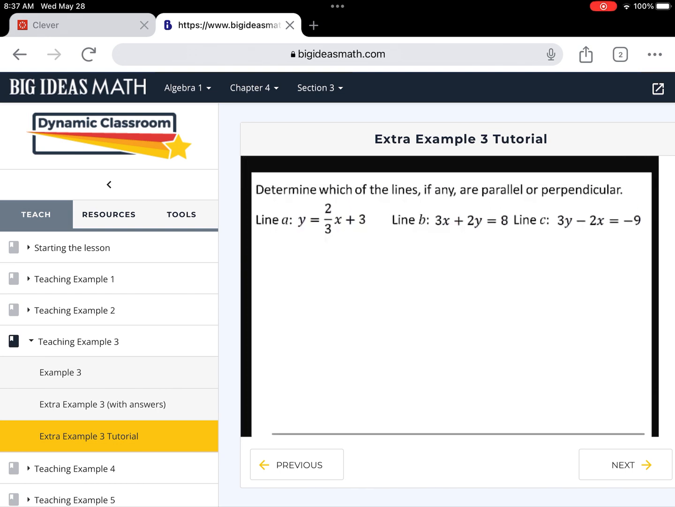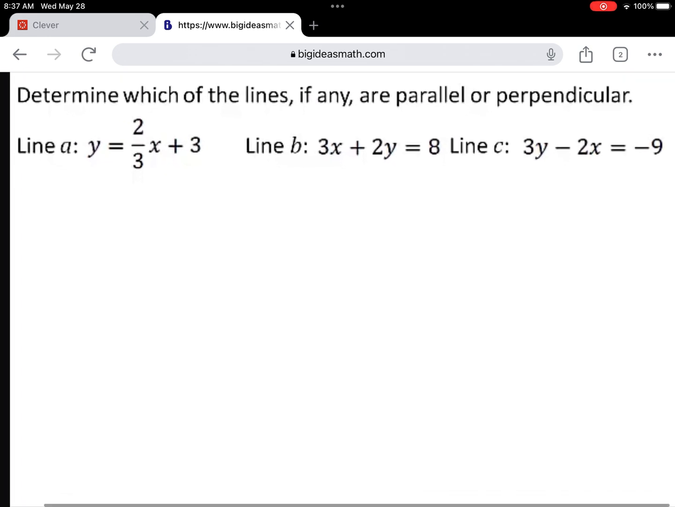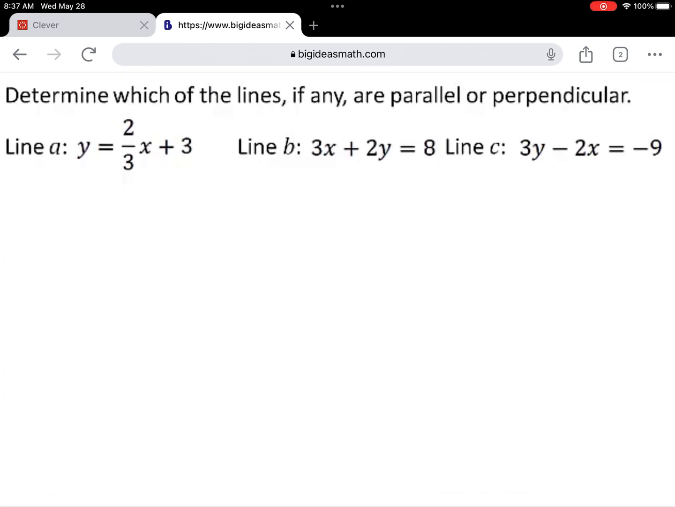Determine which of the lines, if any, are parallel or perpendicular. Line A, y equals 2/3 x plus 3. Line B, 3x plus 2y equals 8. And line C, 3y minus 2x equals negative 9. First, you want to write the equations in slope-intercept form. The equation for line A is already in slope-intercept form.